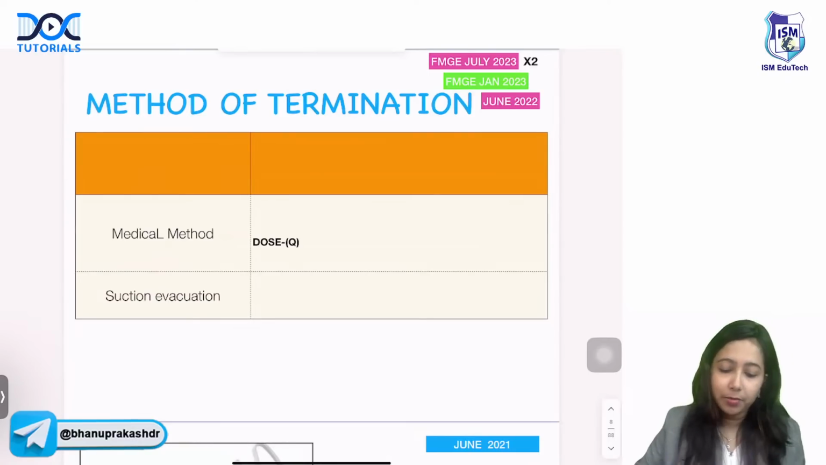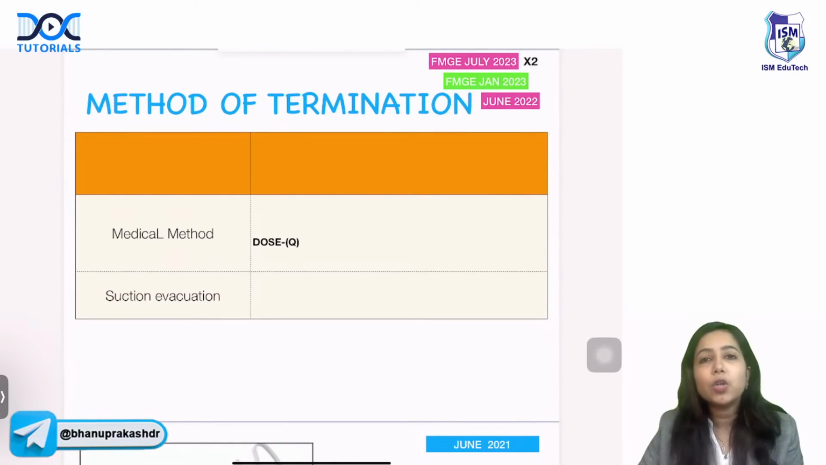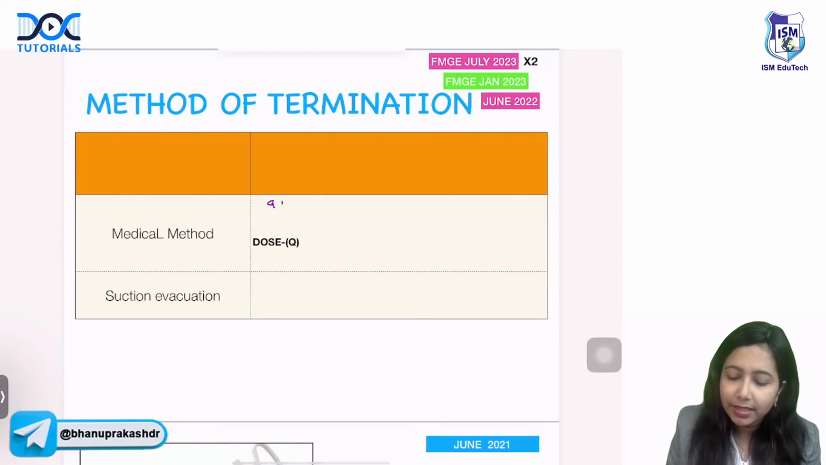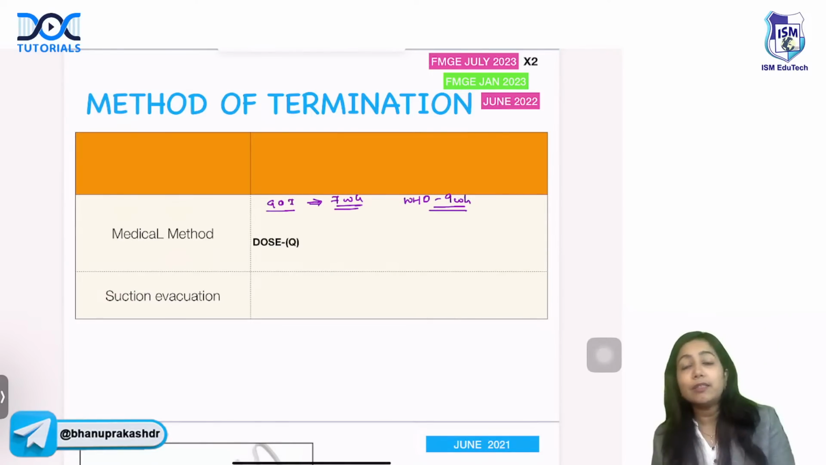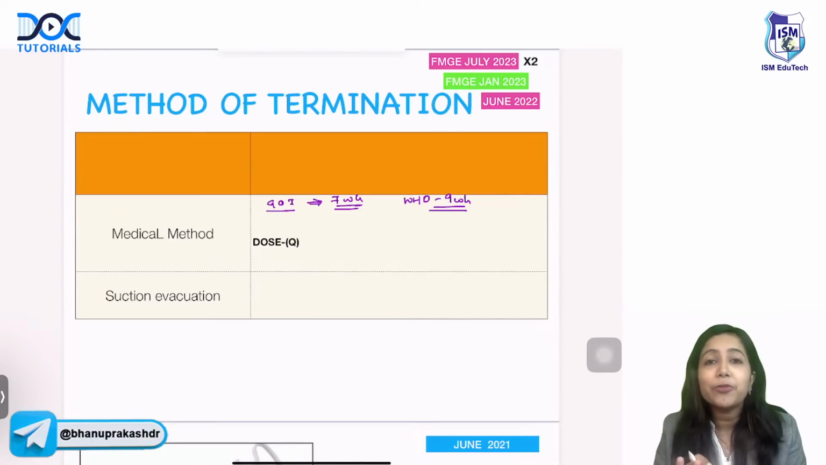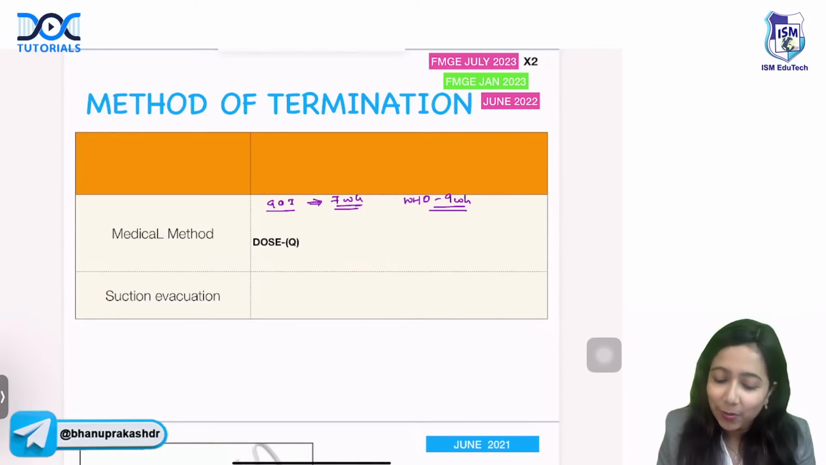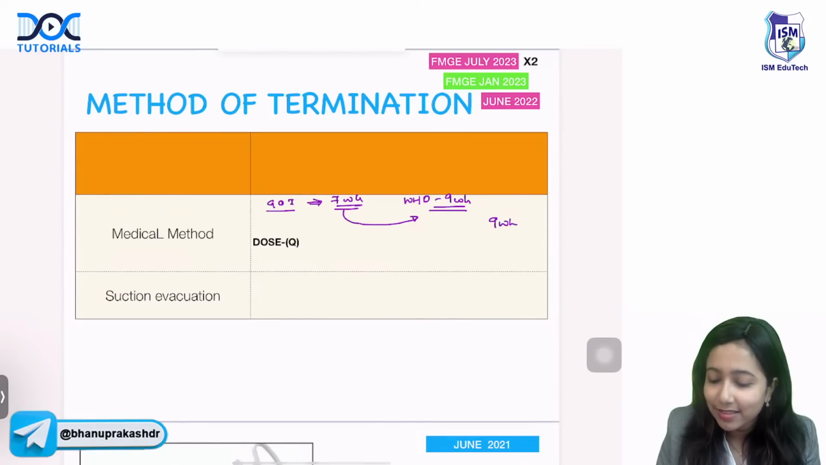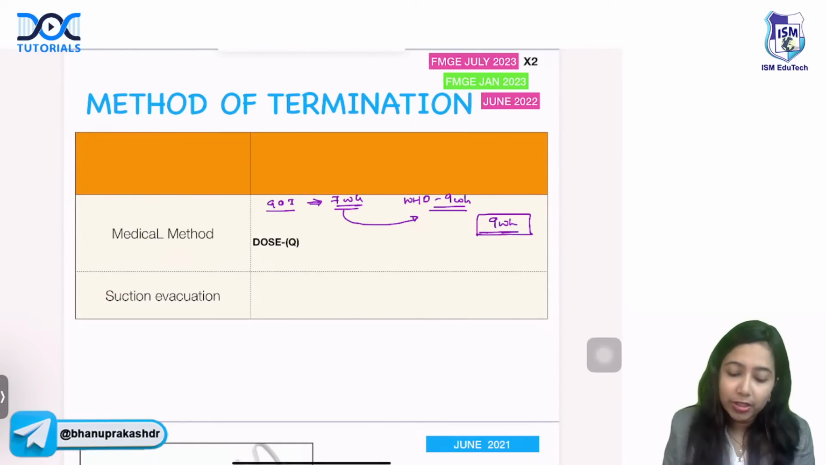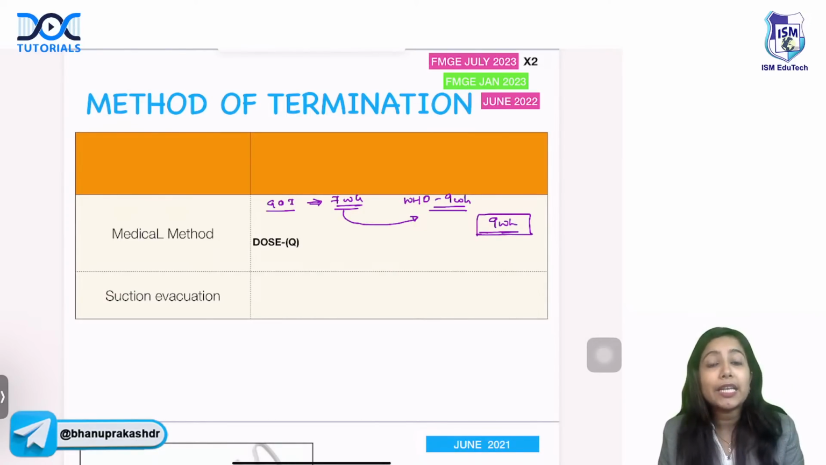Coming to the methods of termination. So the methods include the medical method and the surgical method. So the medical method of termination, previously as per Government of India, was approved till 7 weeks, and as per WHO, it was till 9 weeks. Now you will see this in many places. Now actually the confusion has been taken away. Government of India has also changed it to 9 weeks. So you just have to remember 9 weeks. So medical method of abortion, or MMA, can be used till 9 weeks.